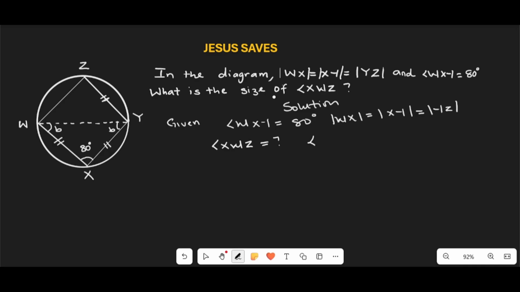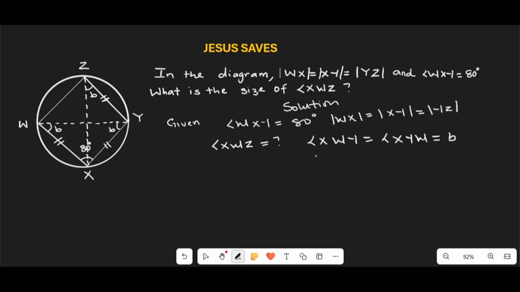So I can say angle XWY equal to angle XYW, which is equal to B. Again, let us join point X and Z. Now, angle XWY and angle YZW both are standing on arc XY, and angles at the circumference standing on the same arc are equal. So I can say this angle also is B.